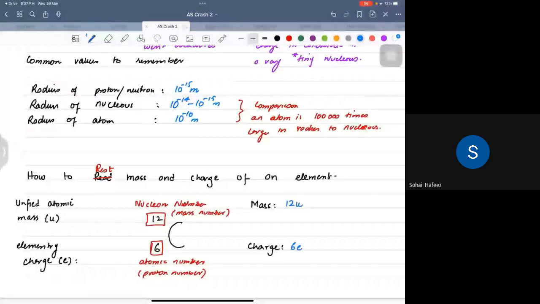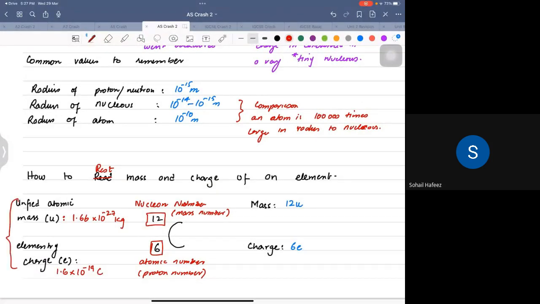Now, what is this u and e? u is called unified atomic mass unit. It has a value 1.66 times 10 raised to minus 27 kilograms. We do this to manage the numbers. For charge, it is 1.6 times 10 raised to minus 19 coulombs. So you guys need to remember what is relative mass. These two values are already given in the exam in the data sheet. Okay, got to remember this. But if you do remember, obviously it's going to help you. It's not a bad thing to remember it.